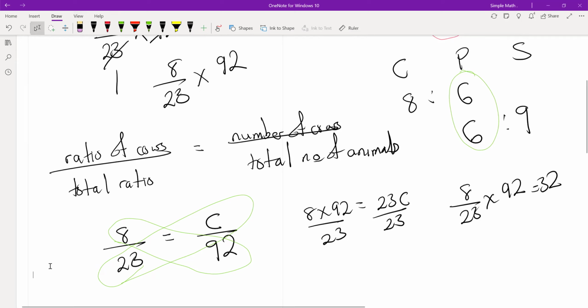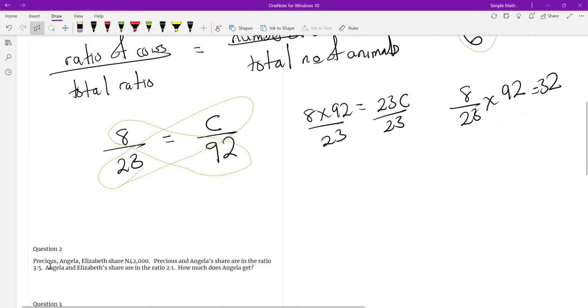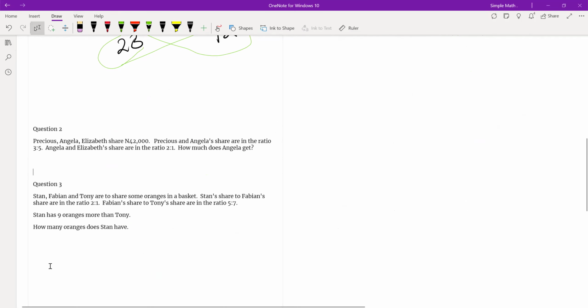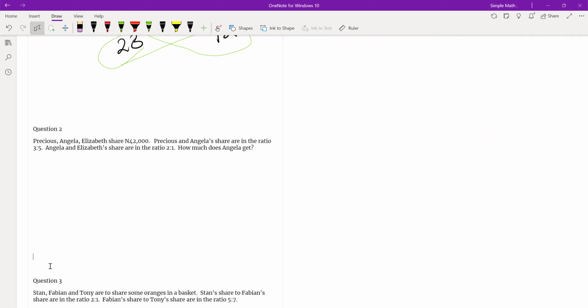All right, so let's move on to the next question. Question 2. Precious, Angela, and Elizabeth share 42,000 naira. So let's do it like this. We have P ratio A ratio E. Precious and Angela share in the ratio 3 to 5. Angela and Elizabeth share in the ratio 2 to 1. How much does Angela get?